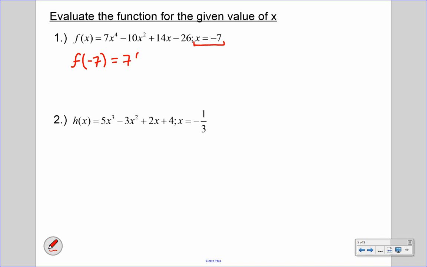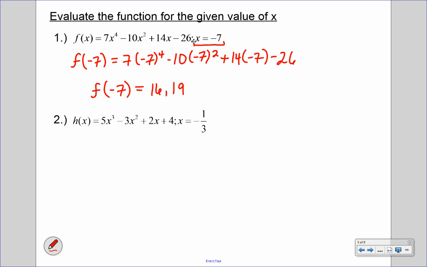So we're going to write this as 7 times negative 7 to the 4th, minus 10 times negative 7 to the 2nd, plus 14 times negative 7, minus 26. We may use our calculators to evaluate this, and our final answer will be f of negative 7 is equal to 16,193. And that is going to be our final answer with the correct notation in function form.